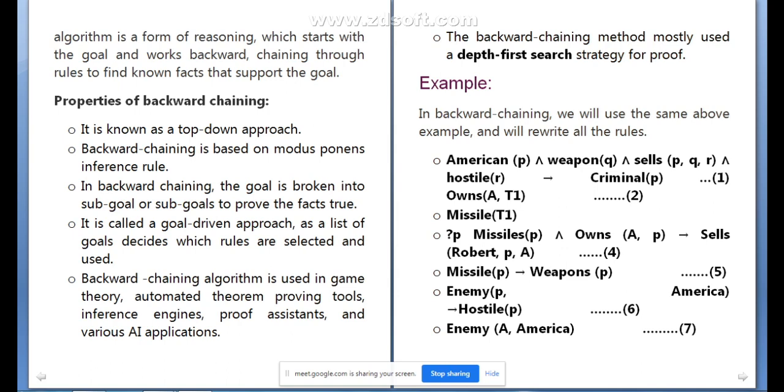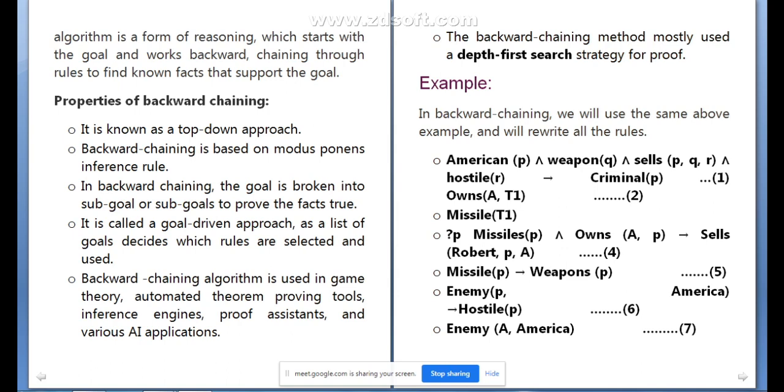The backward chaining algorithm is used in game theory also. That particular algorithm is also used in automated theorem proving, inference engines, proof assistants, and various artificial intelligence applications. Also, this backward chaining method is mostly used with the depth first search algorithm, which is used as the strategy for that particular proof.